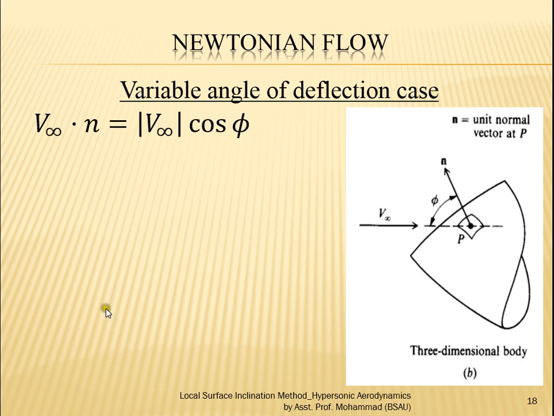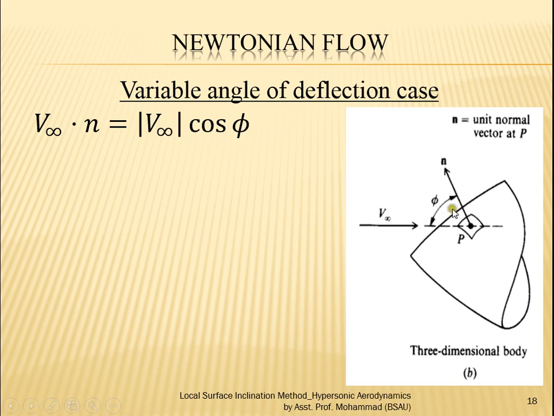In this case, we try to find, suppose the flow is coming attacking at the particular location P, what is the angle by which it is turning? It's actually deflected from the free stream direction. For this, we follow one method: we find one normal vector at the particular point P, and then take the dot product of the velocity vector and the normal vector. This normal vector is a unit vector, so its value is 1. So this is the mod V into cos phi, the angle between them.